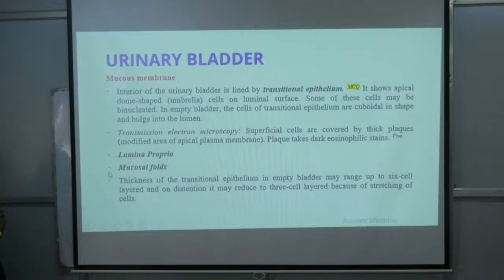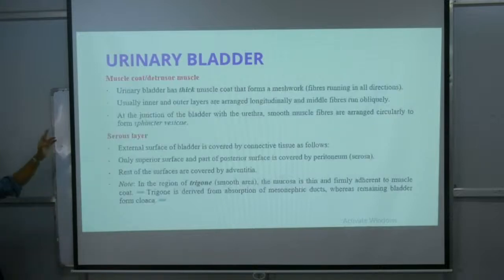The lamina propria is a connective tissue layer, and the mucosal folds inside it have different thickness based on the status of the bladder. If the bladder is empty, more layers of cells appear, and if it is distended with urine, fewer cell layers are present because of the distension, just like the ureter we talked about. Then we have the muscle layer.